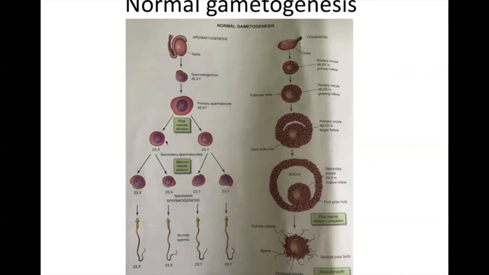Okay, what's important to note about this is you start with one spermatogonium, which matures into a primary spermatocyte, and then one primary spermatocyte results at the end of it all in four sperm. Okay, four sperm are formed from one primary spermatocyte.